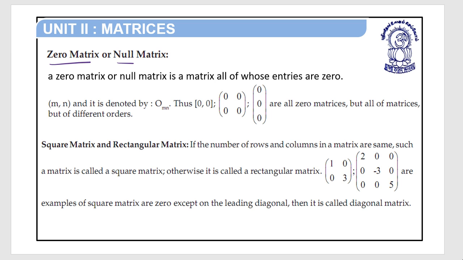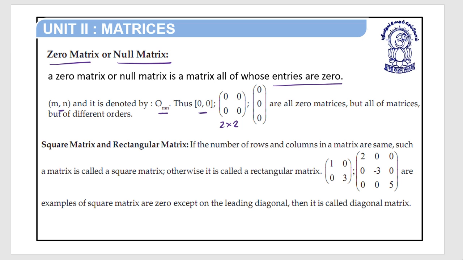Zero matrix or null matrix. A zero matrix or null matrix is a matrix all of whose entries are 0. If all the elements of a matrix are 0, it is called a zero matrix or null matrix. It is denoted by 0 of order m by n. In the same way, a 2 cross 2 matrix with all entries 0 is a zero matrix.